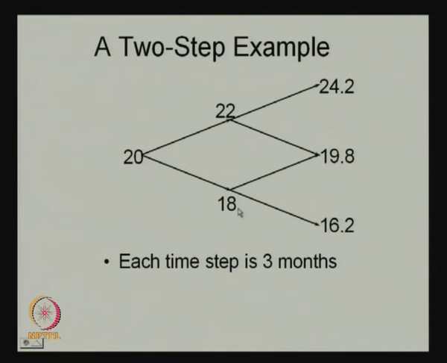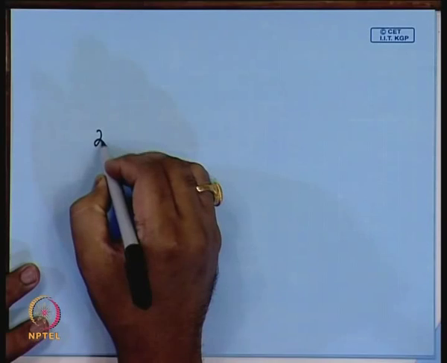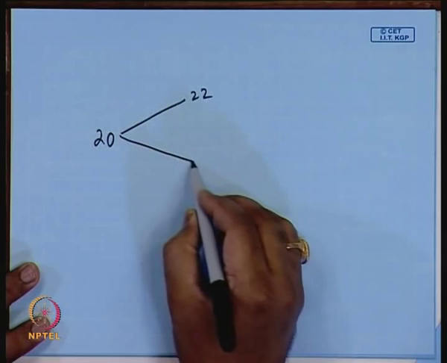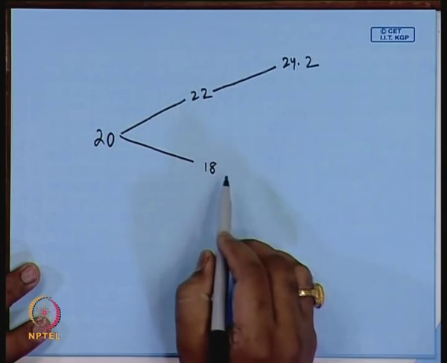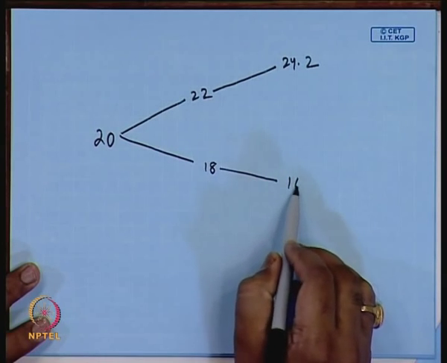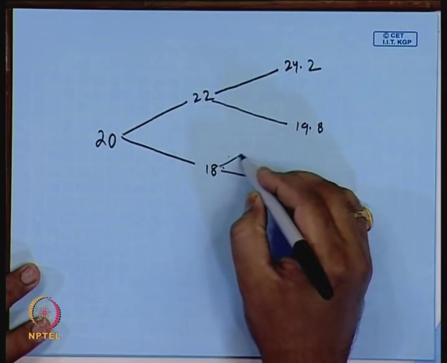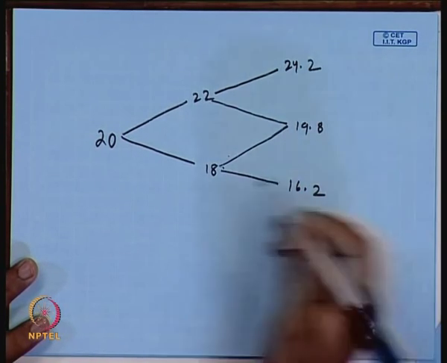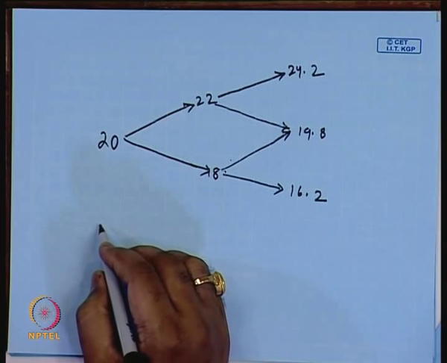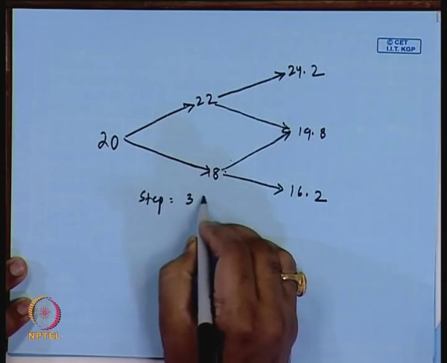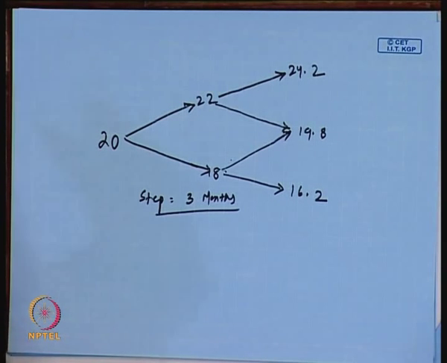But there is another case. Here we have taken that the price can go up or down in one step, but if there are two steps, let the price originally be 20. It can go up to 22 or down to 18. Again it can go up to 24.2, or down to 16.2, or in the middle cases go to 19.8. Each time the step is equal to 3 months. Then how can we calculate this probabilistic function in this case?